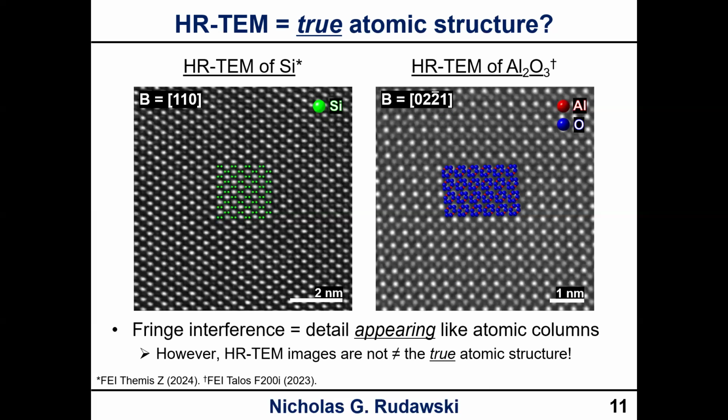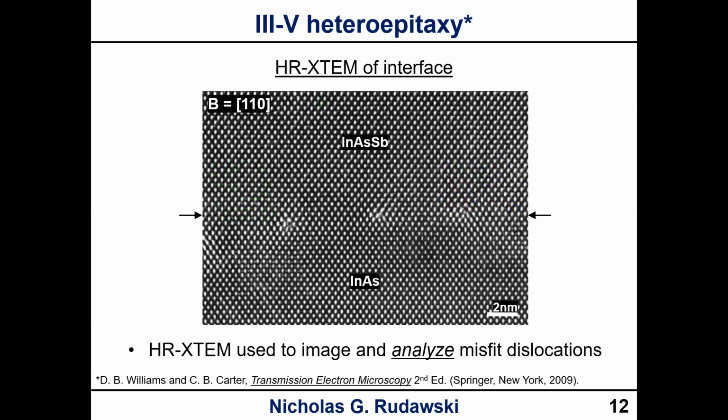So again, even though the fringe interference gives detail that looks like atomic columns, you have to be careful in knowing that that's not actually what you're seeing. High-res images are not equal to the true atomic structure, unfortunately for us. But that does not mean that we cannot get useful information even at the atomic level from a high-res image, because we still can. We still can do this.